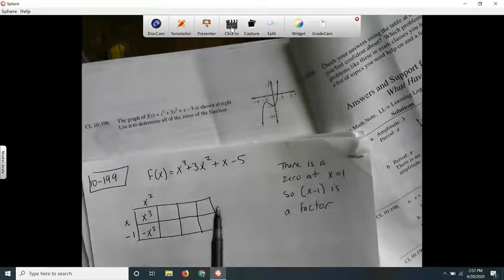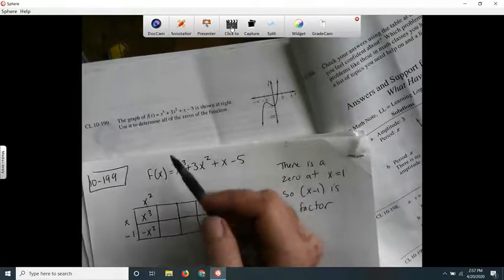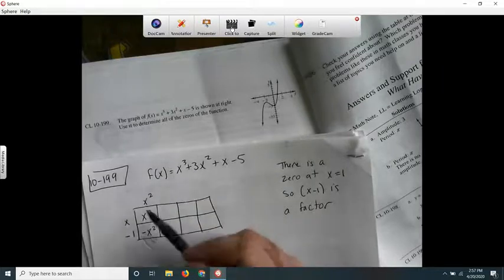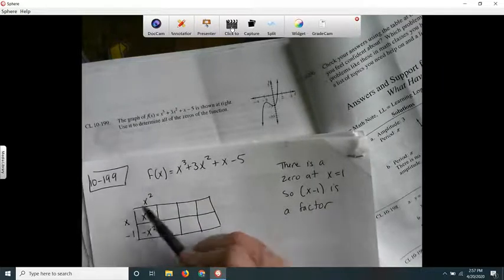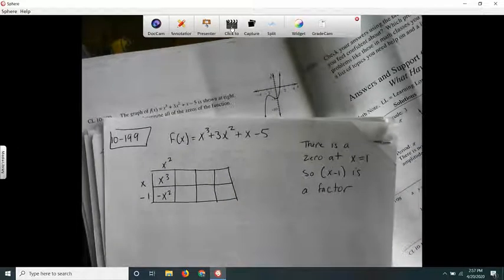So that tells me that x minus 1 is a factor. Okay, so I'm going to do polynomial division, dividing by x minus 1. I start out by putting my x cubed up in the upper left, and then I ask, x times something is x cubed. Well, x times x squared is x cubed.